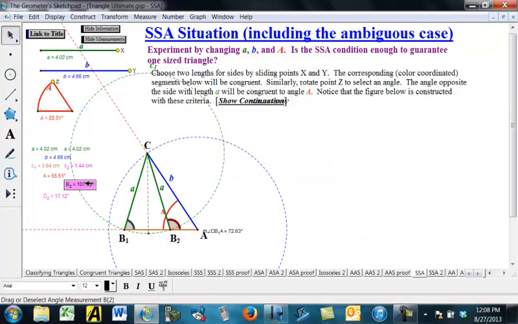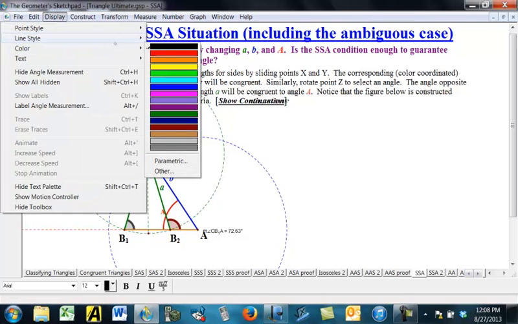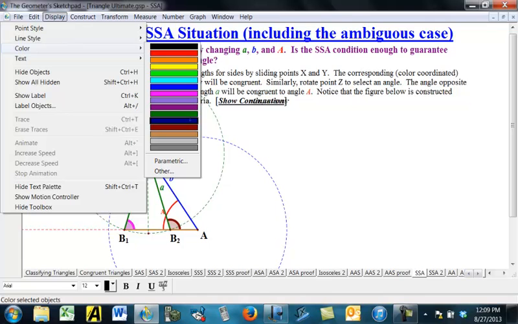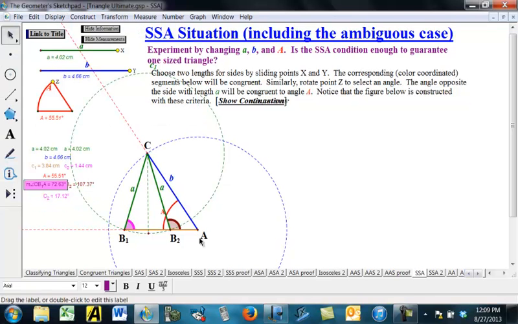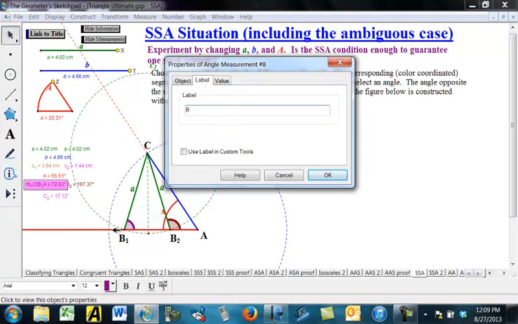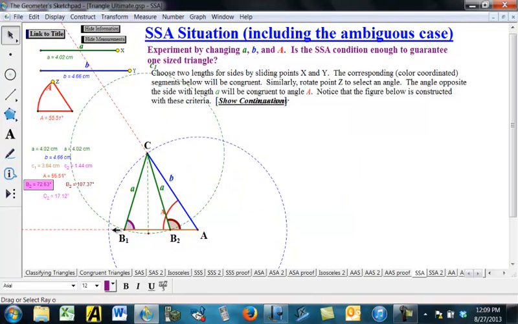And B2, let me go ahead and make that. We chose brown for that angle. And here's B1. We'll choose gray for that. Maybe I'll choose something different. Let's see. We'll choose purple. And label that B2. Okay, and notice those are different, and then C2 and C1 are different too.